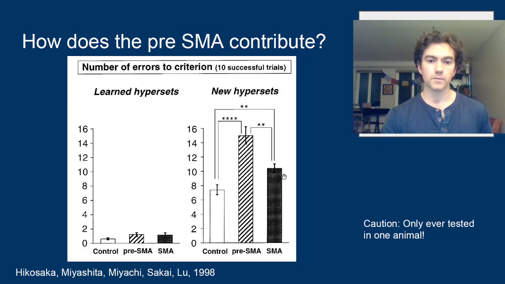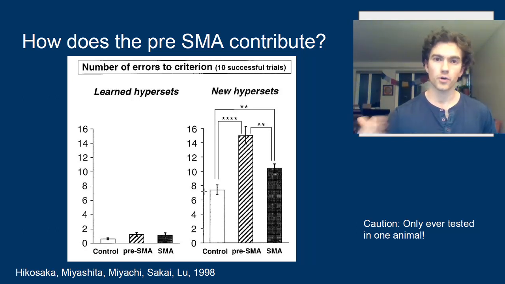There is a modest effect of SMA injections, the supplementary motor area, but it's definitely not as big as the injection into the pre-supplementary motor area. One thing kind of interesting to note, this particular monkey was kind of an expert, because you can see he's learning new hypersets with only about 8 errors, which is smaller than what we saw for the 2 monkeys that were shown in the previous graph.